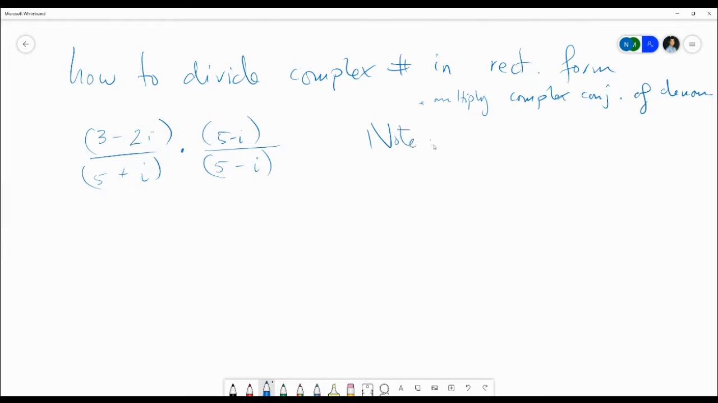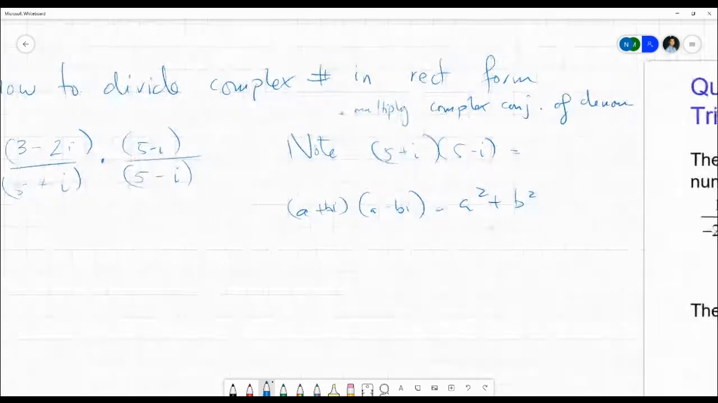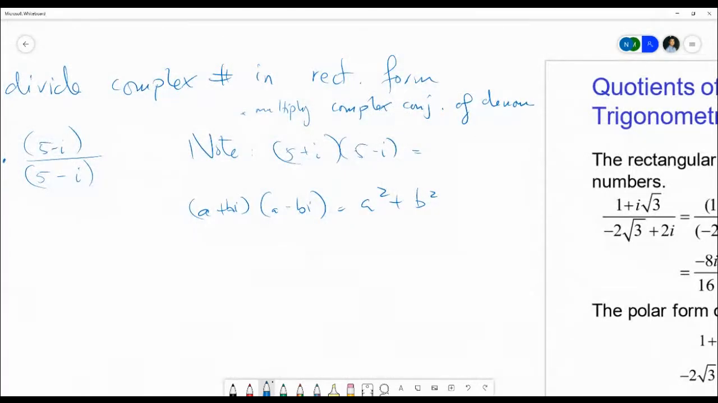Now, note the product of a complex conjugate, in terms of a + bi and a - bi, is a squared plus b squared. And I'll show you why that is. When you multiply here, you're just going to FOIL. So you have 25 - 5i + 5i - i squared. You see these two cancel, and this one turns to a -1, but we actually added them, so we get 26.